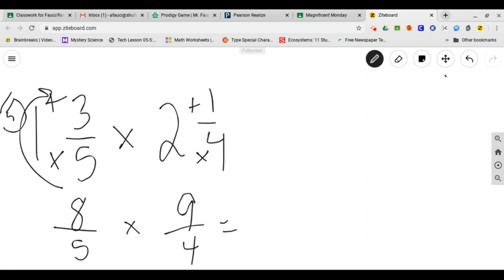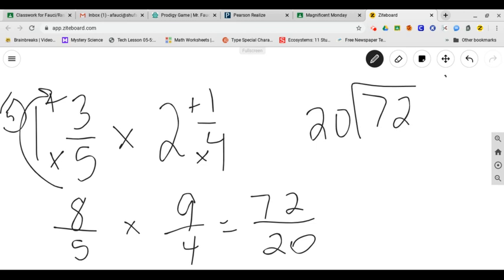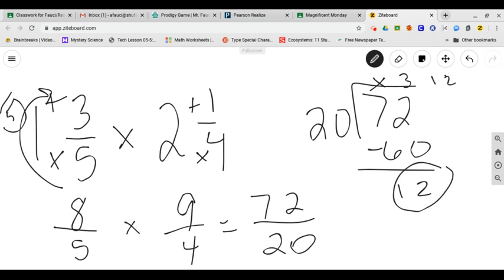If I wanted to, I can cross simplify 8 and 4. I won't do that for now. I'll just do 8 times 9, which is 72, and 5 times 4, which is 20. And then you can do 72 divided by 20. It goes in there 3 times. 20 times 3 is 60 with 12 left over. So this is my new numerator. It's going to be 3 and 12/20 as my final answer.